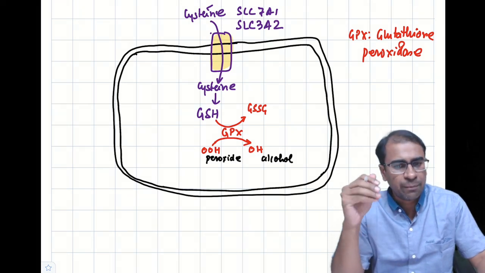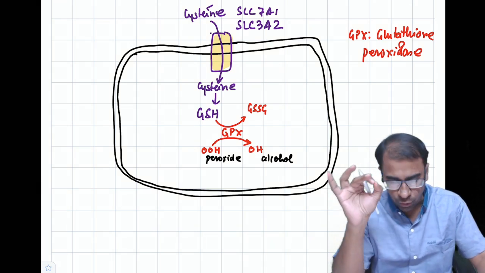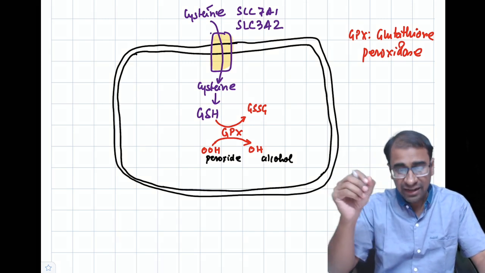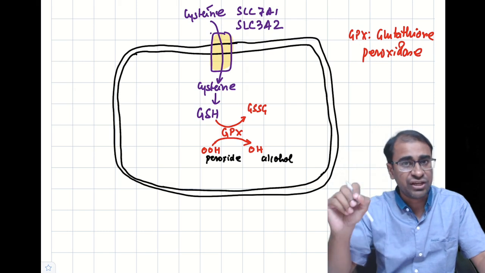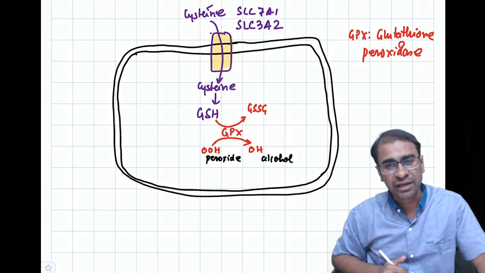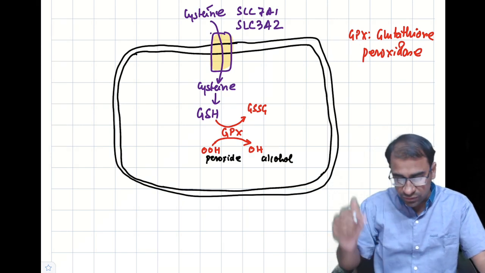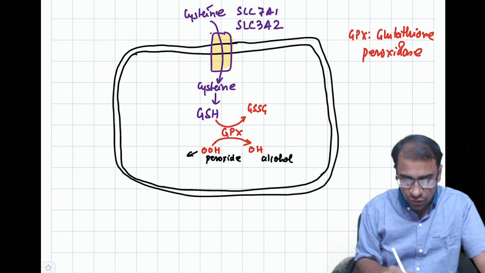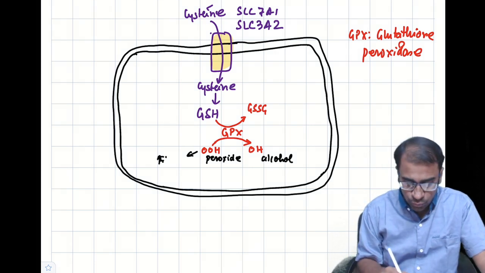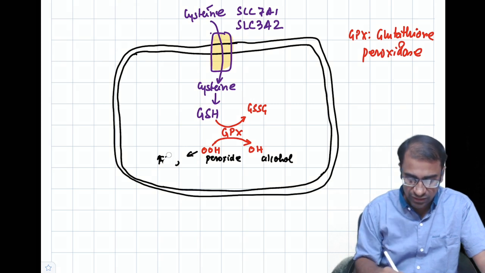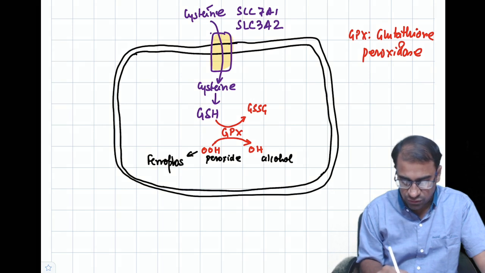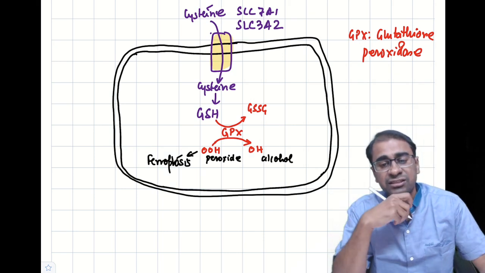sometimes there is an inhibition of the so-called SLC by some drugs. I'll talk about that, and that decreases cysteine, that decreases GSH, or there are some drugs which can inhibit the GPX also. Now this increase in the OOH will cause an increase in the reactive oxygen species, and that will lead to ferroptosis. This increase in the OOH is the one which leads to ferroptosis because of very high free radical species.